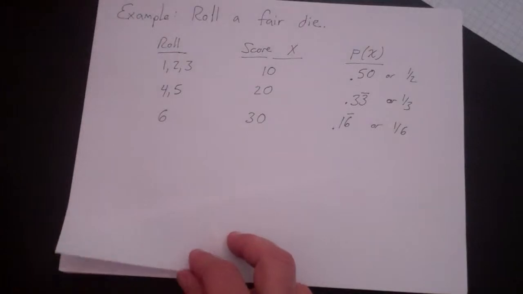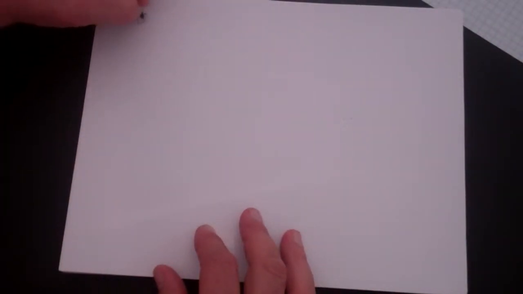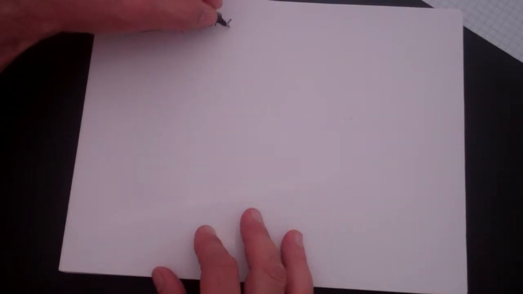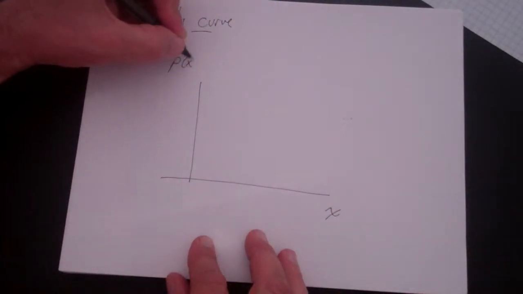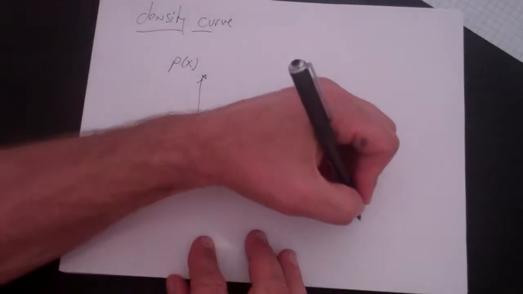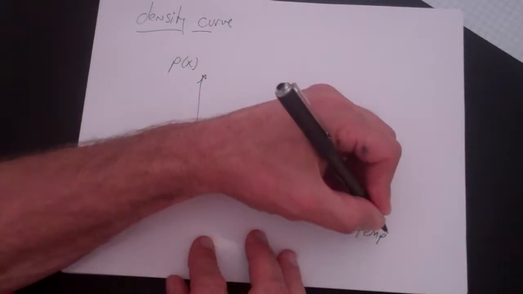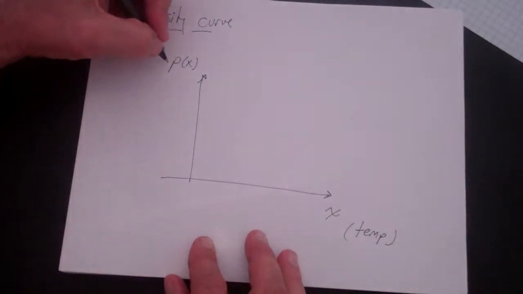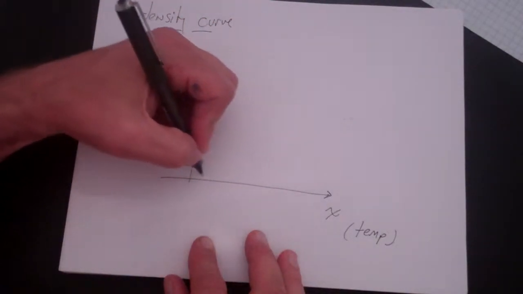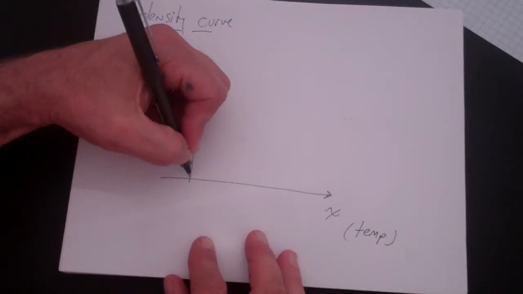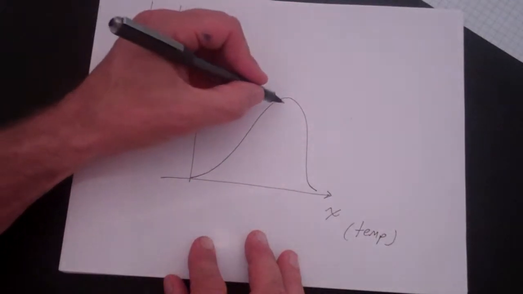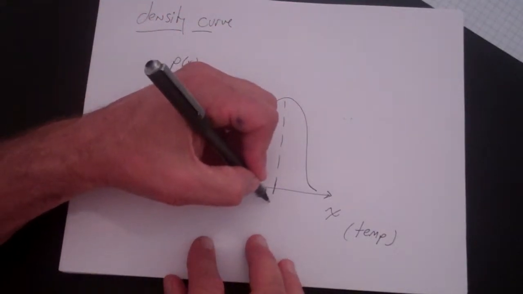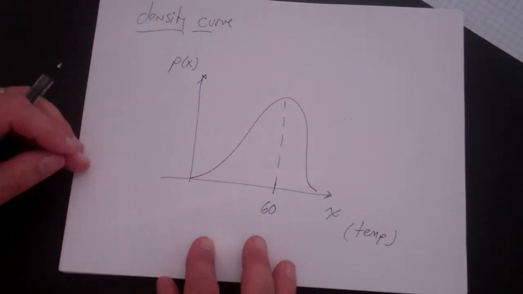Let's draw one that's continuous. If you think about a continuous density curve, then it might look something like this. Let this be x and this be p of x. An example, let this be temperature, and this be the probability of a certain temperature. And let's have a mean here. Let's say the mean temperature on any given day is 60.